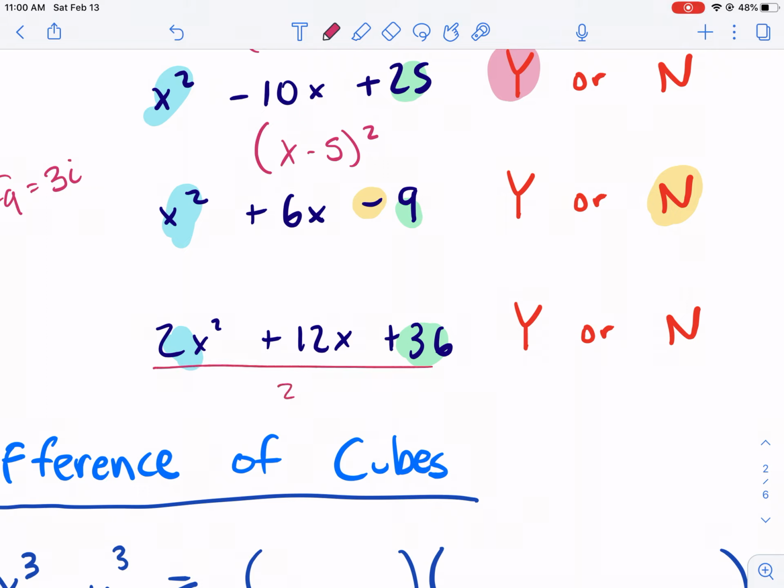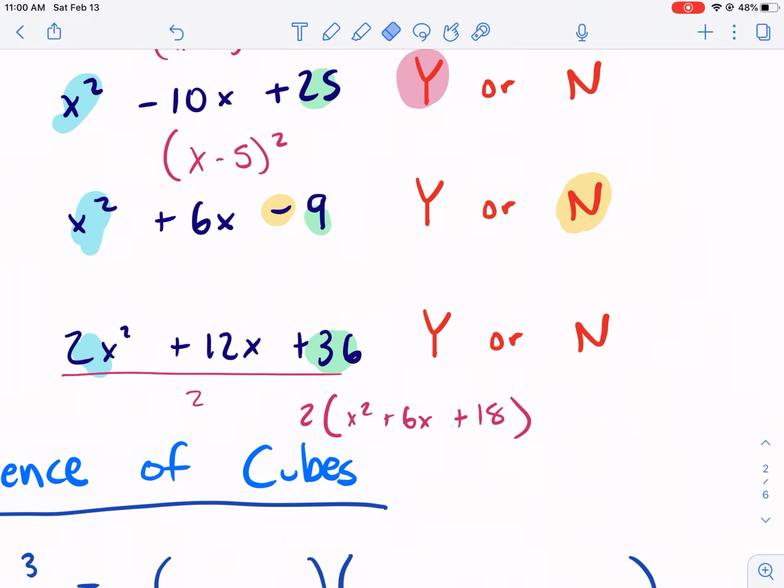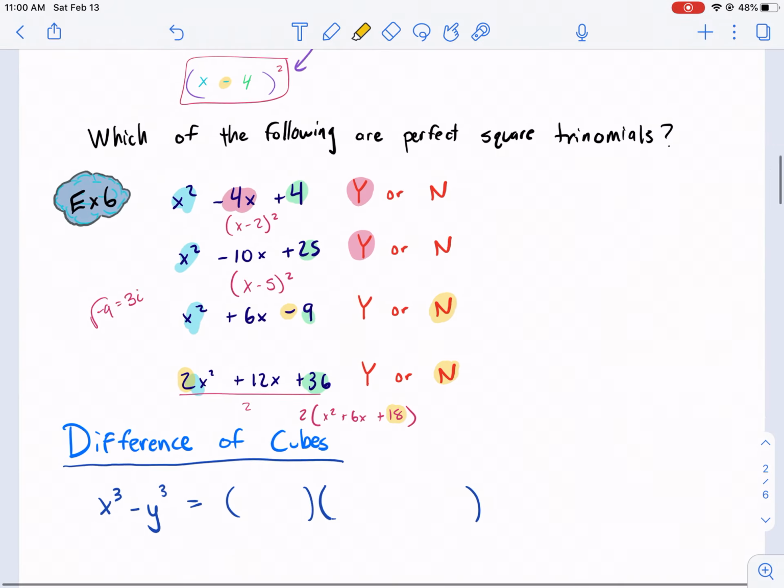Now, this one at first glance does not look like a perfect square trinomial. So let's divide everything by 2 and see if that changes anything. We'll factor out the 2. We have 2 times x squared plus, divide everything by 2, 6x plus 18. And we recognize that it still is not a perfect square trinomial because 18 is not a perfect square. So this one is not a perfect square trinomial. You could also see from this initial setup that 36 is a perfect square, but 2x squared is not. So that is a no.